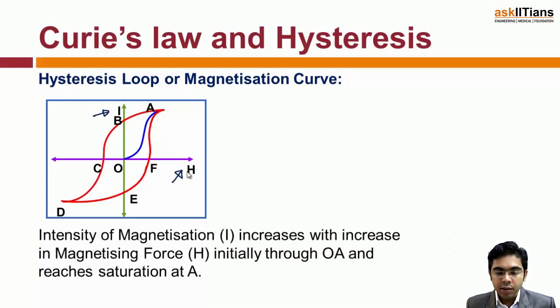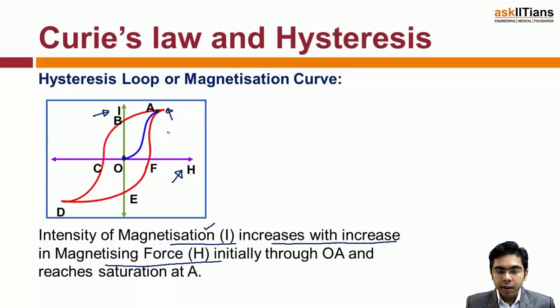So what do we take from this? The intensity of magnetization I increases with increase in the magnetizing force. That means whatever field you are applying across the material, the intensity of magnetization is increasing, and it increases starting from O, because initially everything was 0, so it starts from O and goes to point A, something like this, and reaches saturation at point A. Now this is the saturated value.